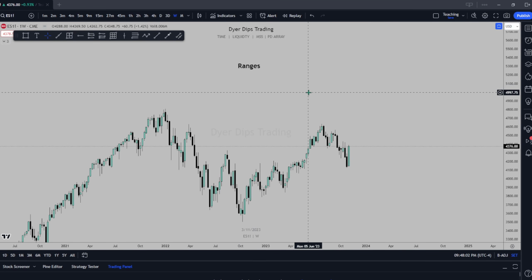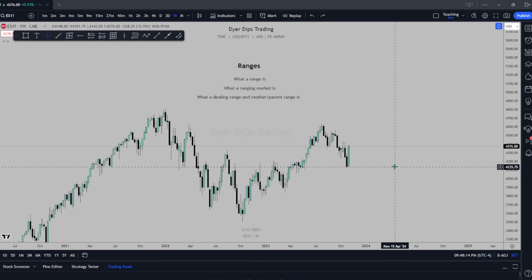The first thing that we're going to go over is what a range is, and I like my definitions, so this will be definitive. We're also going to be covering what a ranging market is, as well as what it looks like in real time on a chart, and what a dealing range and/or a mother/parent range is, because these things are different and they are all correlated and connected when trying to analyze and decipher market conditions and what is likely to happen next.